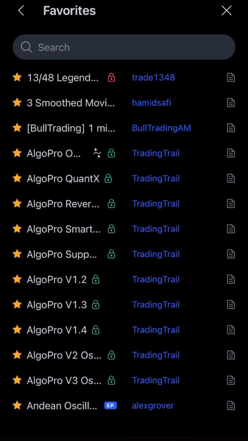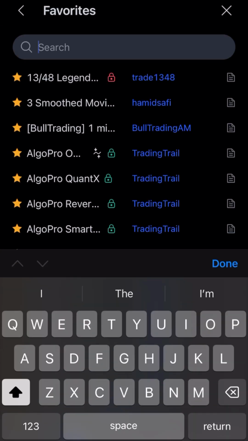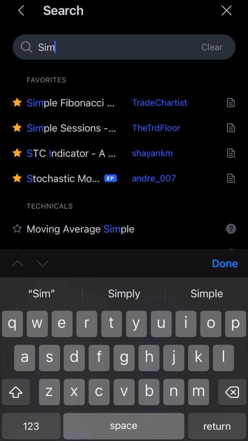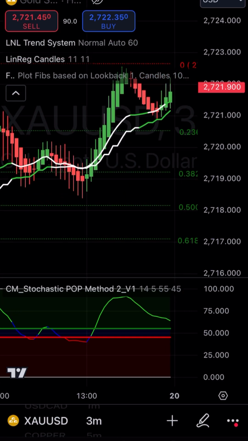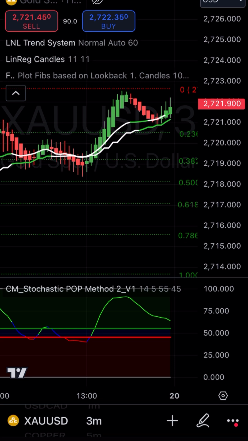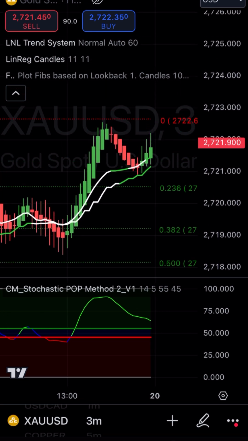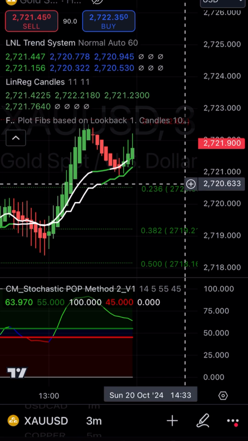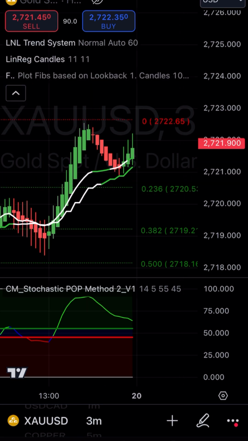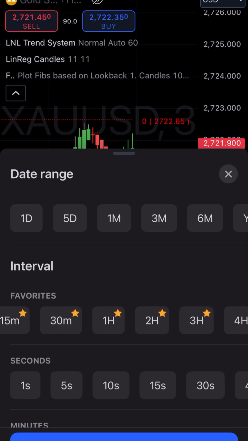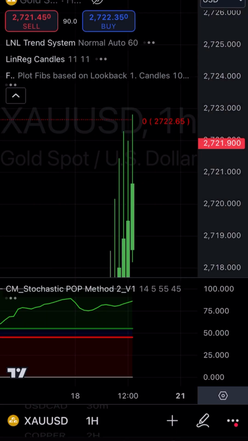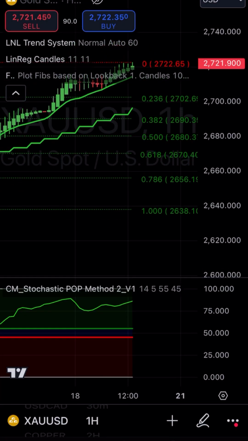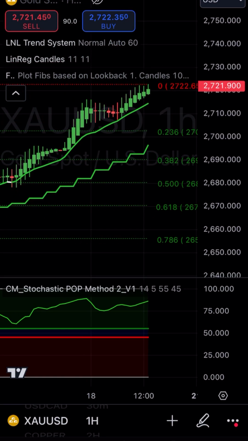The next one you want to have here is optional, and it's simple Fibonacci. I turn simple Fibonacci on and off, but this basically shows you all the support and resistance levels, so you'll be able to make easier decisions when it's moving. You'll be able to pick up where major support and resistance levels are, because it'll automatically draw it out for you.